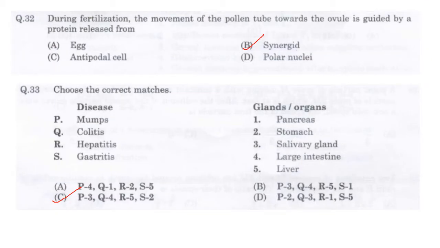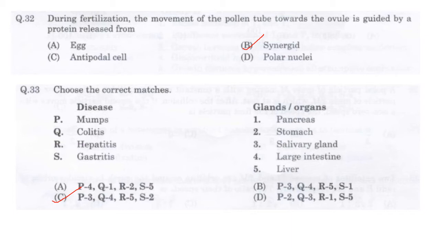Next one. During fertilization, the movement of pollen tube towards the ovule is guided by a protein released from option A, egg, B, synergid, C, antipodal cell, and D, polar nuclei. Answer is B, synergid. Synergid cells are specialized cells. They are found in the female gametophyte of an angiosperm and play an essential role in pollen tube guidance. Okay.